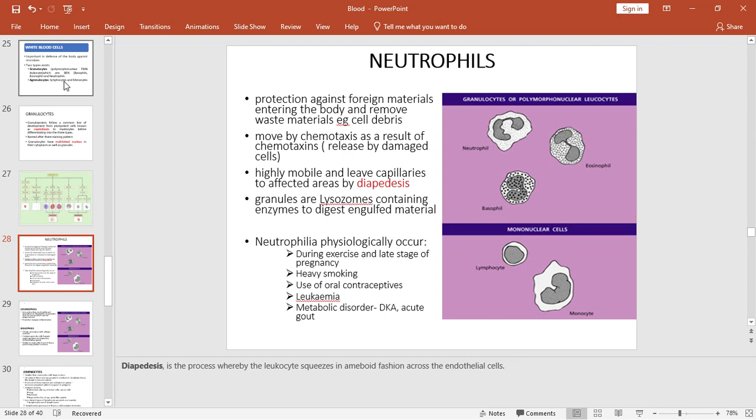In addition to having a bilobed nucleus, the granules in the cytoplasm that we spoke about are basically lysosomes. And when we spoke about the cell, we said lysosomes are basically organelles that contain enzymes. So you can imagine that when this neutrophil engulfs bacteria, it's then going to release its enzymes on the bacteria, and these enzymes are going to digest and neutralize the bacteria.